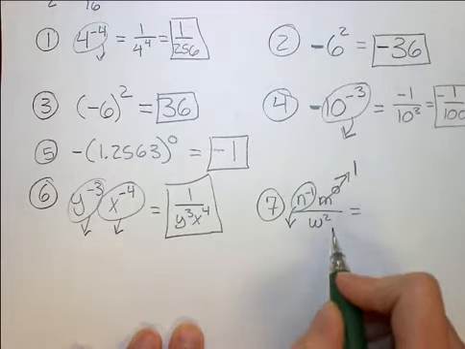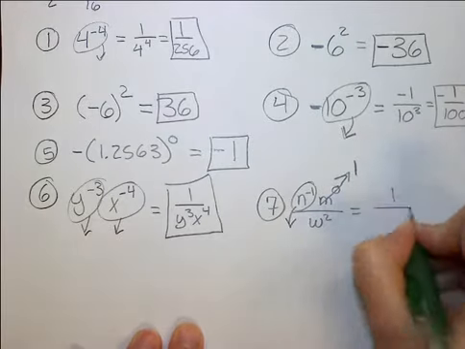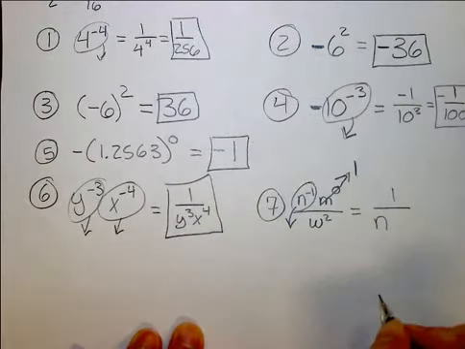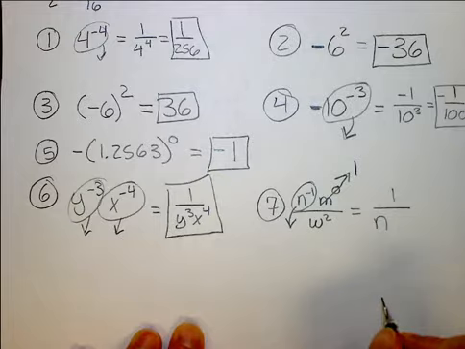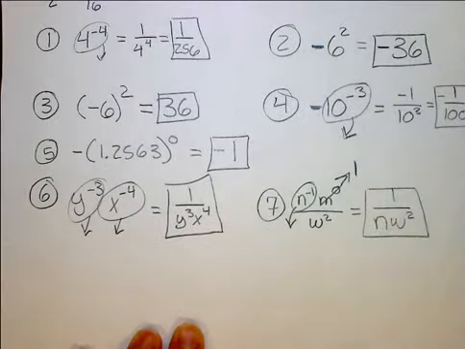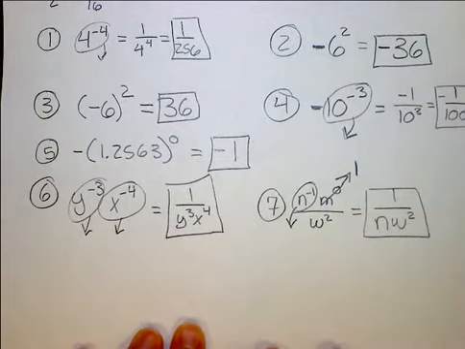So if we look, we're going to have 1 in the numerator, but n moves down, and you don't have to put to the 1st power, it's implied, and then w squared stayed right where it was. So we have 1 over n w squared for number 7. We continue looking at examples.